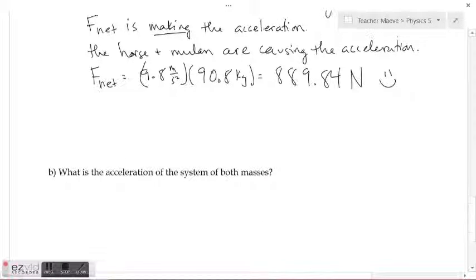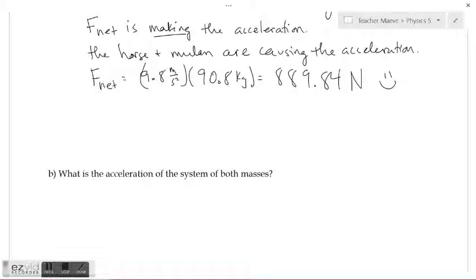All right, finally, what is the acceleration of the system of both masses? Try this. Pause that video. Welcome back to the video.